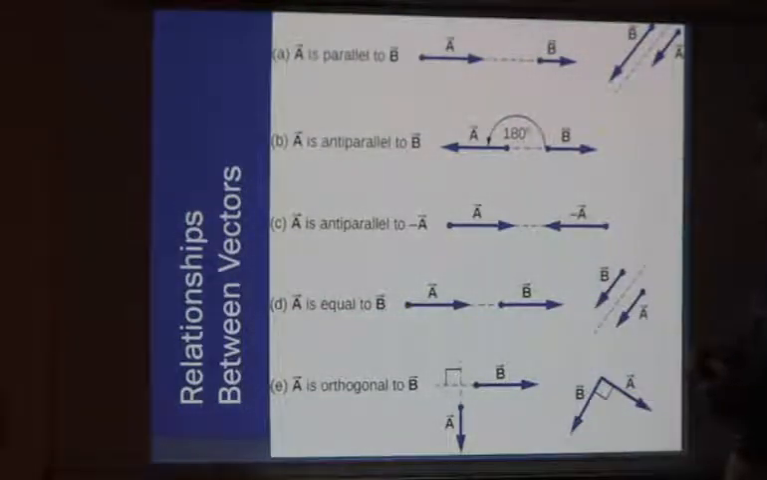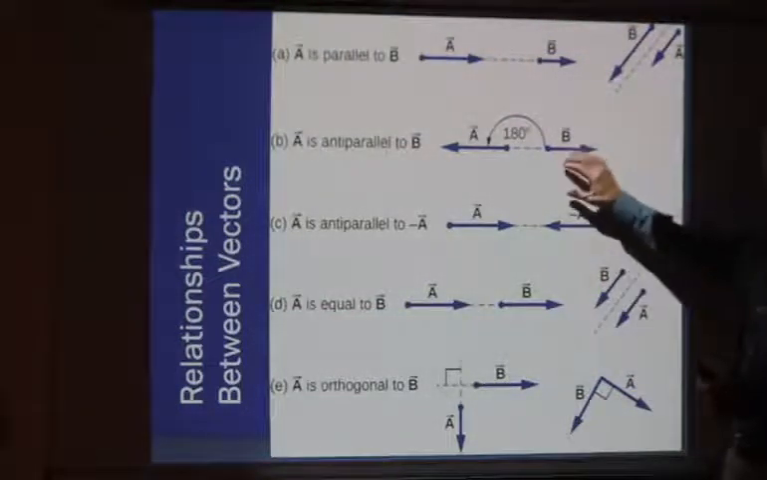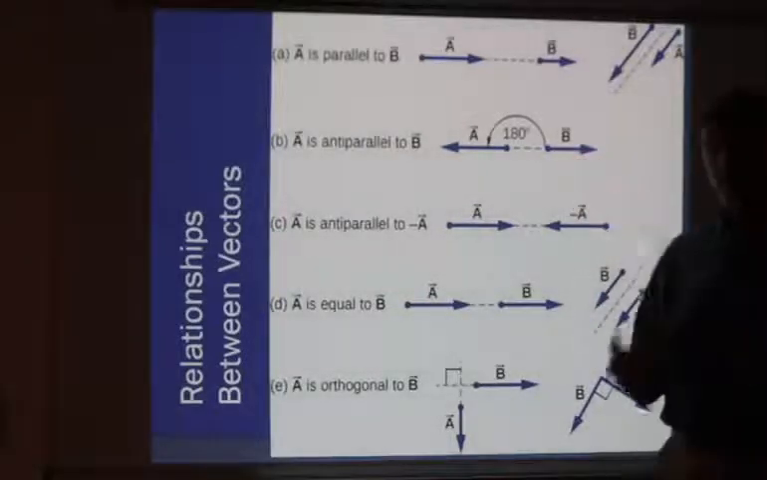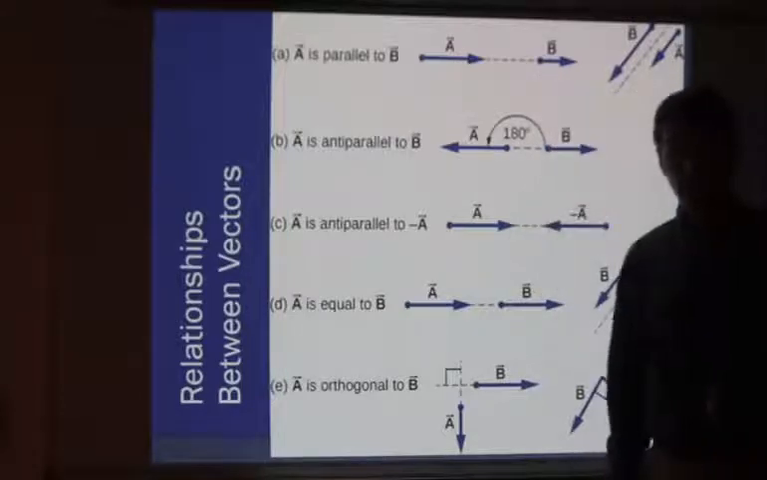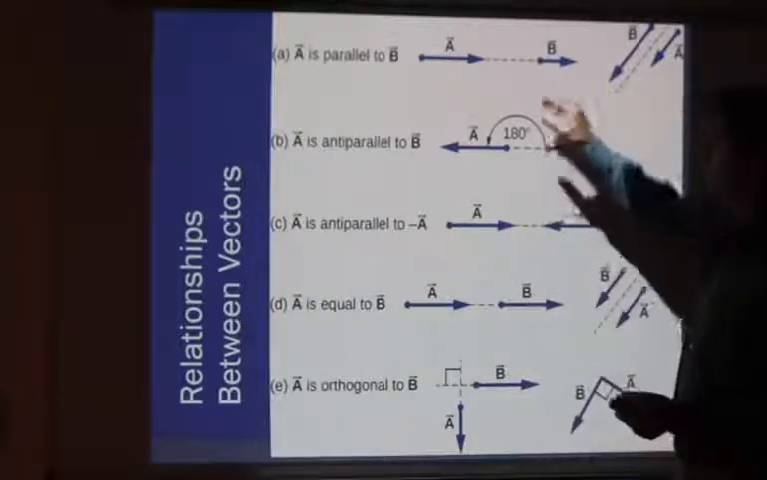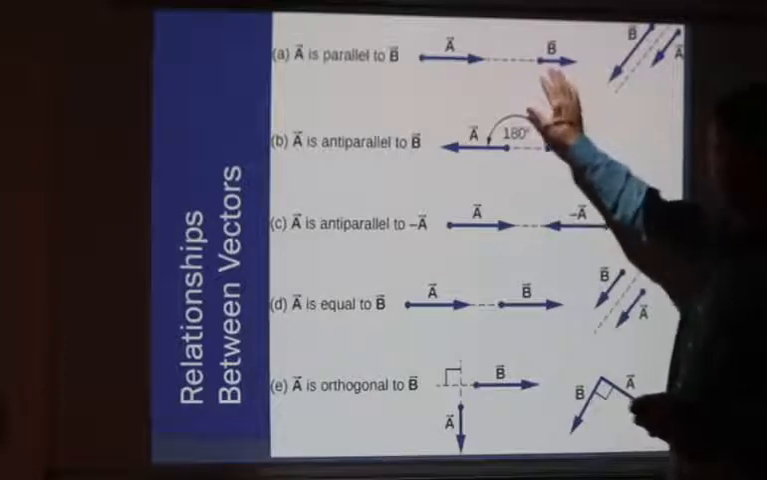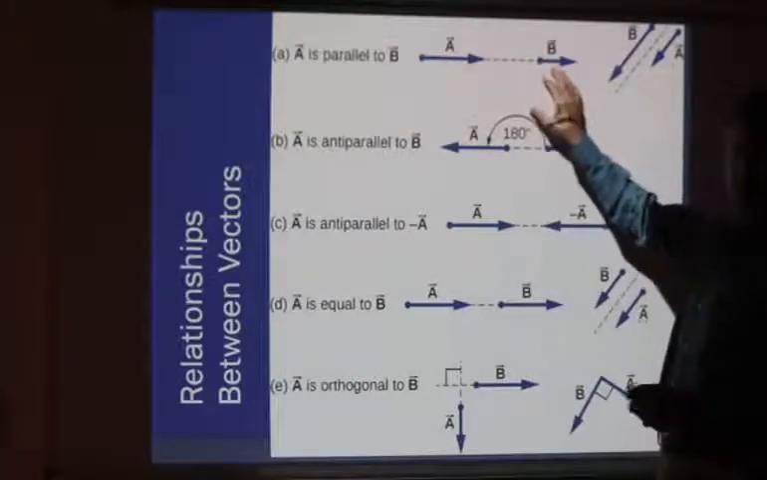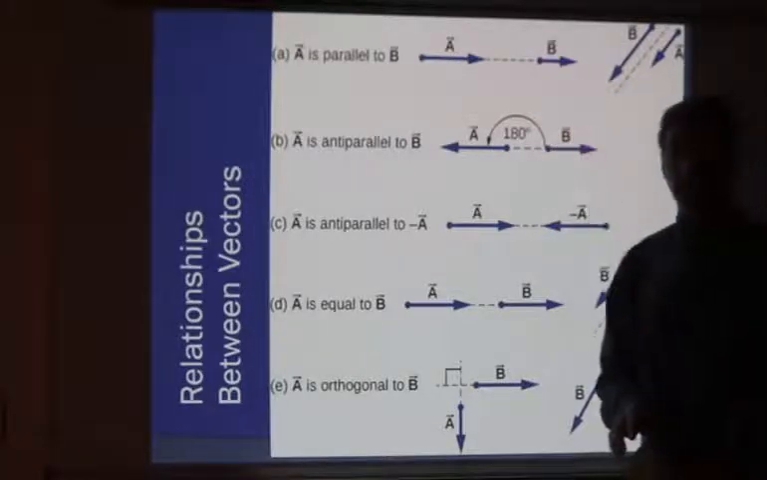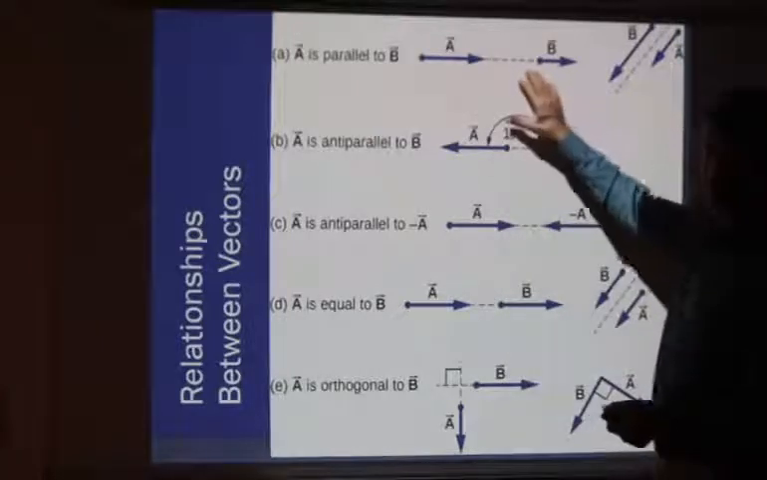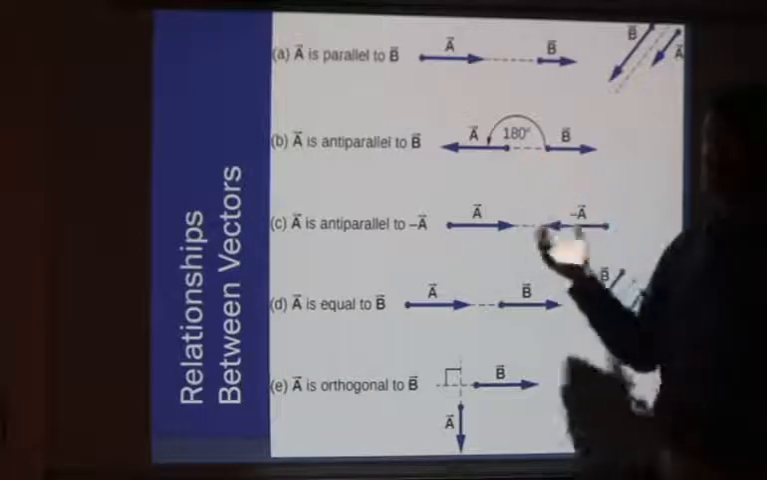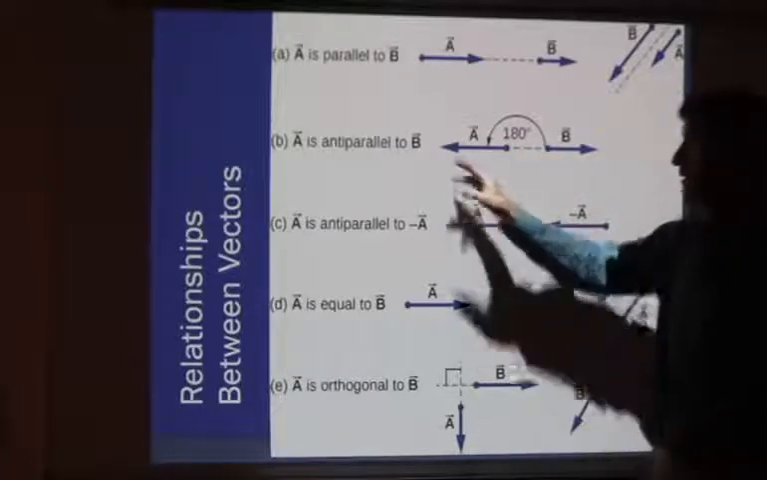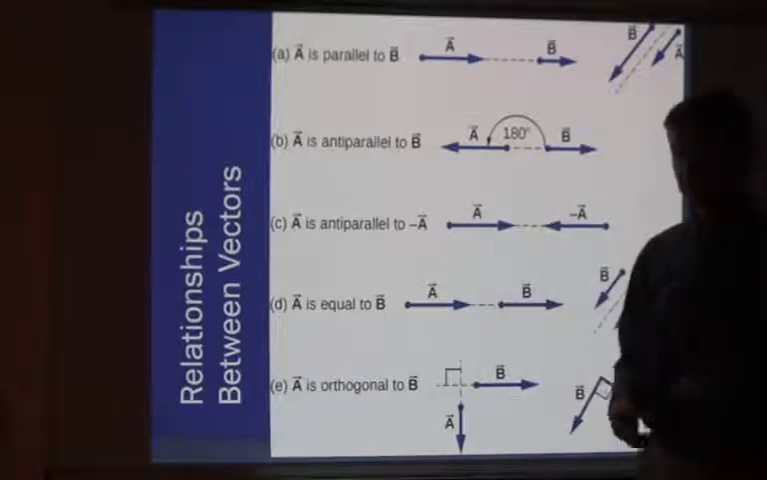We've already talked about antiparallel, going in different directions. Obviously, if antiparallel is 180 degrees apart, parallel must mean in the same direction. Okay? So if A and B are pointing in the same direction, we say they're parallel. They don't have to have the same magnitude. They just need to point in the same direction to be parallel. Antiparallel, 180 degrees apart, even though these two vectors have different magnitudes.